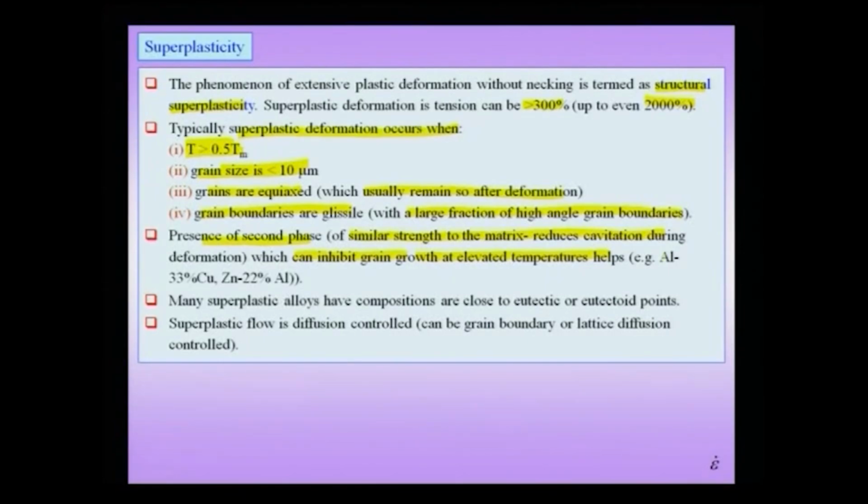Typical alloys which are found to have superplasticity are aluminum 33% copper, and zinc 22% aluminum alloys. Many superplastic compositions are close to the eutectic or the eutectoid points. That means having a eutectic or eutectoid composition helps in superplastic deformation. And typically superplastic deformation is diffusion controlled, and this diffusion can be either lattice diffusion or grain boundary diffusion. So here we have briefly summarized some of the aspects which contribute to superplastic deformation, and they include material parameters and process parameters.